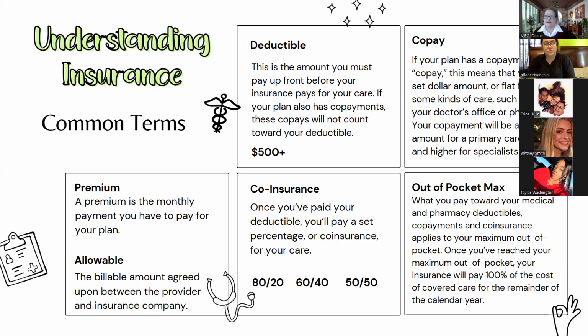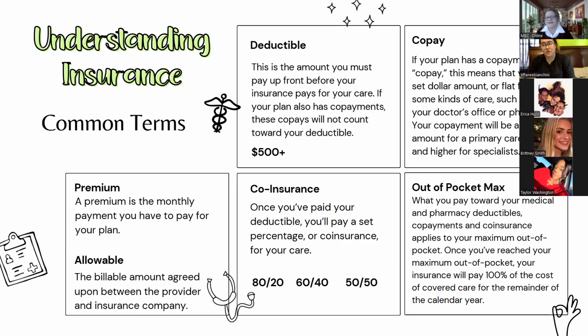All right, and then some insurances, not all of them, have an out-of-pocket maximum for the year. This is basically what you pay towards your medical and pharmacy deductibles, co-payments, and co-insurance, which applies to your maximum out-of-pocket, okay? Usually the out-of-pocket is something big. It's like 10, 15, 20 grand, something real big, okay?